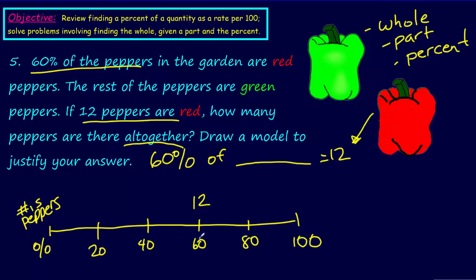What I'm thinking is this. I see 1, 2, 3 sections here. And in these 3 sections, it has the quantity of 60%. It also has the quantity of 12 red peppers. Those sections broken up in percentages is by 20. So each section here has 20%.